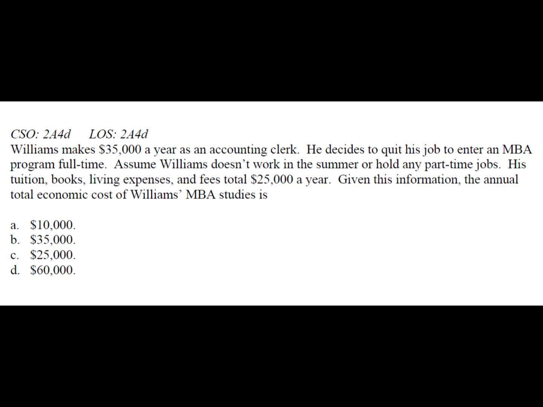In this case, Williams gives up his annual salary of $35,000 by leaving his accounting job to pursue an MBA full-time. Students should recognize that the foregone salary is an implicit cost, even though it does not appear as an accounting expense. Economic analysis includes this sacrificed income because it reflects the true cost of the decision. Calculate the annual economic cost.